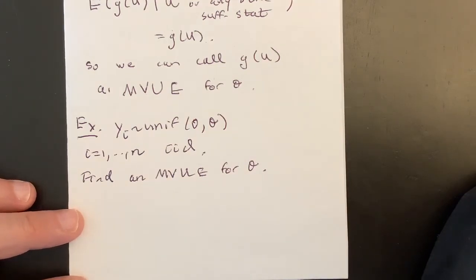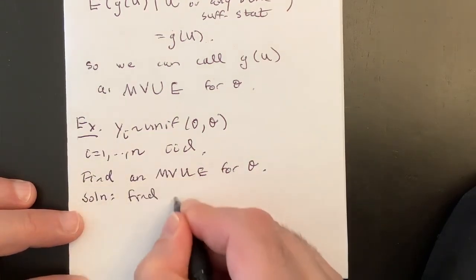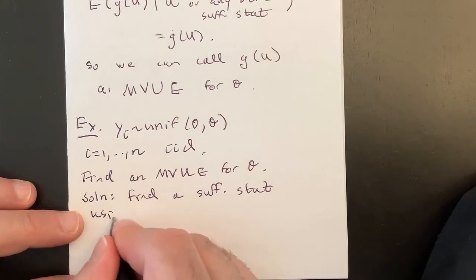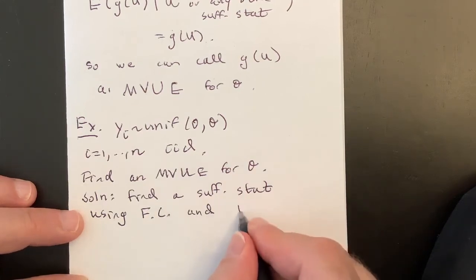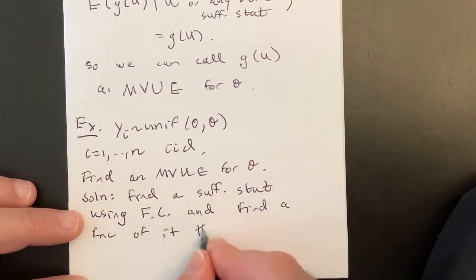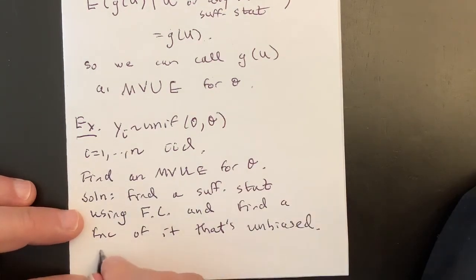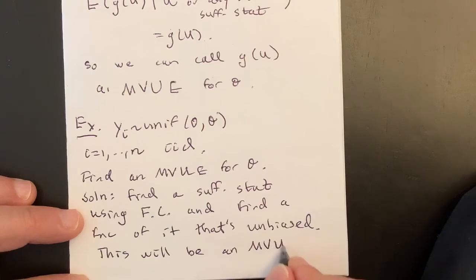Okay, so we'll start. The solution is: find a sufficient statistic using the factorization criterion, and find a function of it that's unbiased. This will be an MVUE.